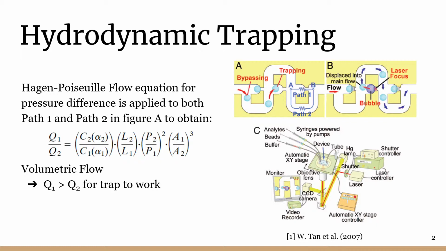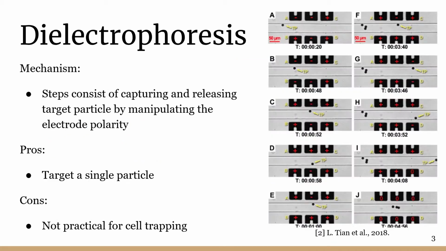Using the Hagen-Poiseuille flow equation for pressure difference in both path 1 and path 2, we can obtain the combined equation on the left. The volumetric flow rate of path 1 must be greater than the volumetric flow rate of path 2 in order for these traps to work. Figure B shows the release mechanism for these particles, and figure C shows the experimental setup.